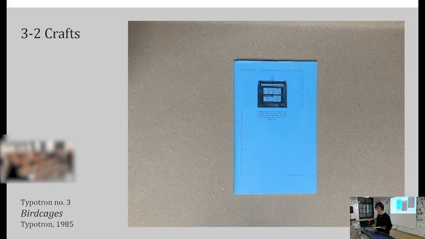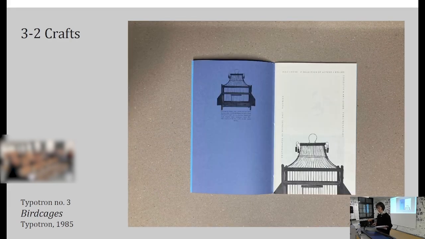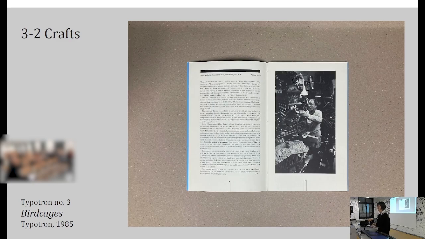Now the first one is the bird cages, which is really very, very beautiful and published in 1985, which was the third volume of the Typotron. It features bird cages by Keller, an antique dealer and collector. Keller has been collecting bird cages for years and they come from all walks of life. Some were made by craftsmen, others by amateurs, according to the foreword written by Hochuli himself. This is a world away from the asymmetrical modern world we used to see in the so-called modern graphic design.